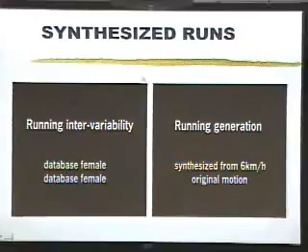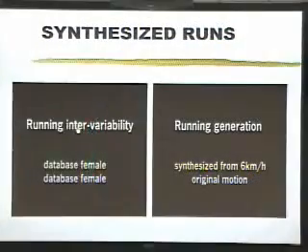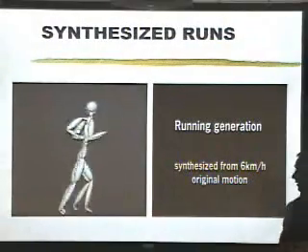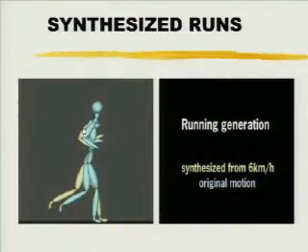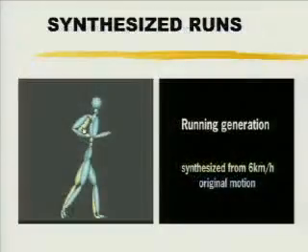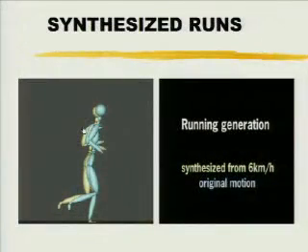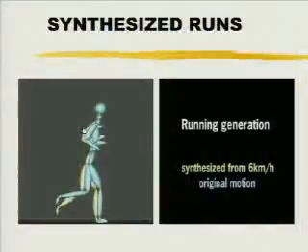So here is what it looks like when you use data from the motion database. Here are just two different women in our database. These have been motion captured. They are two different people, and they run differently. So that's the kind of variability that you encounter when you compare the motion of two different people.